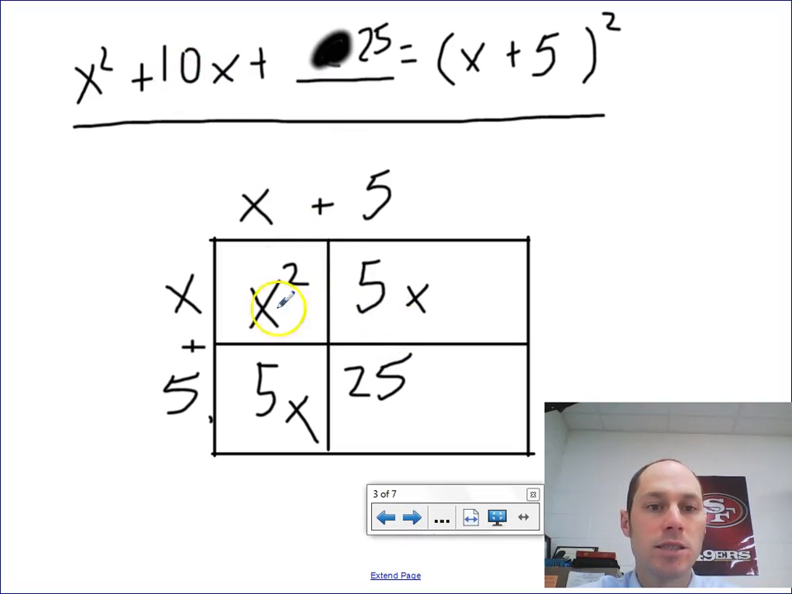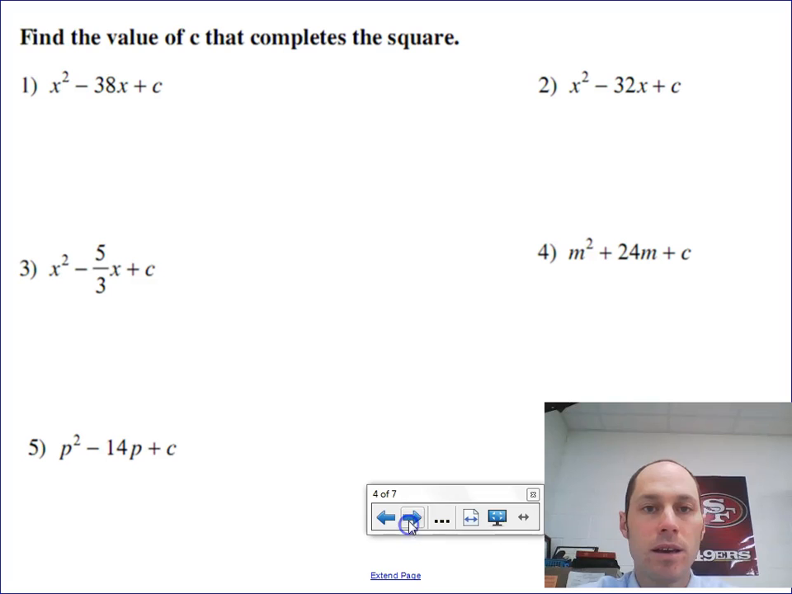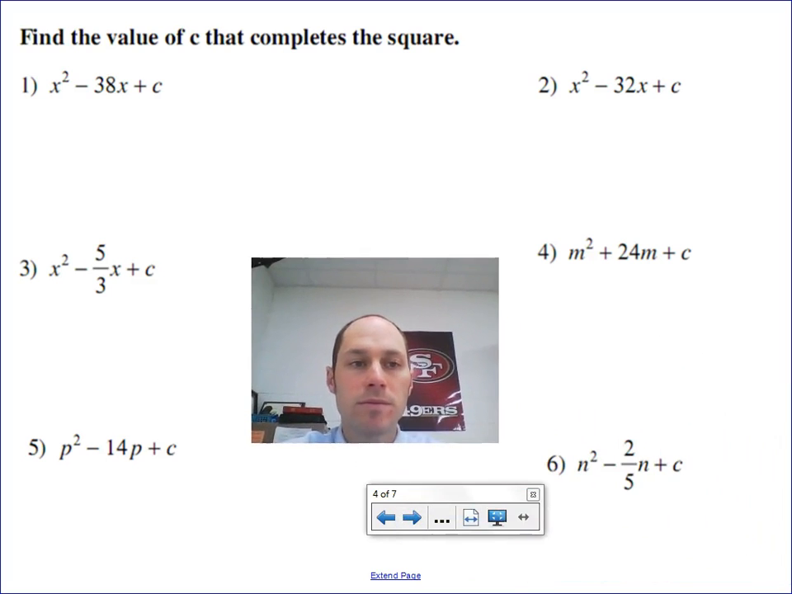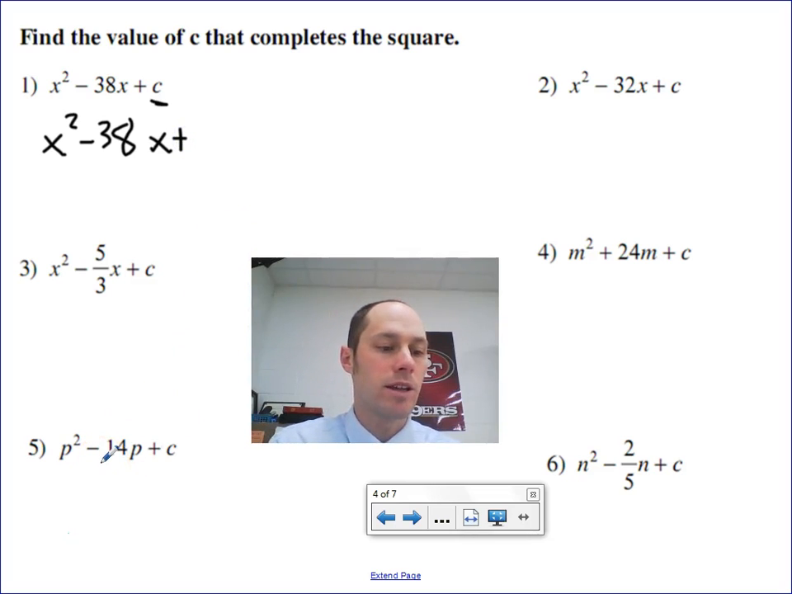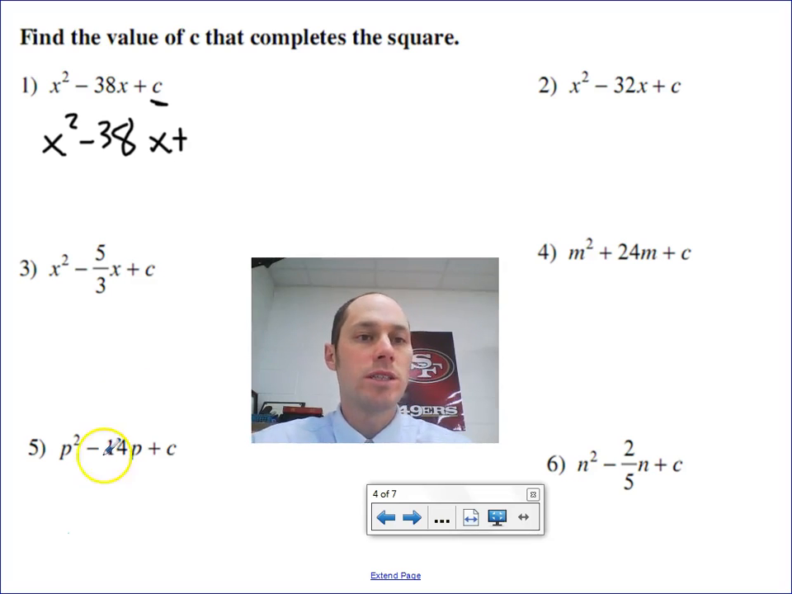If I want to get 10x, I split it in 2 equal parts. So my factored part is going to be half of that. The c is going to be squared. So that's how we complete the square. So for instance, to find my c value that's going to make this a perfect square trinomial, I need to take half of 38, which is negative 19, and then I square that. So it's going to be x squared minus 38x plus whatever 19 squared is. And if I don't know, I can check my calculator. 19 squared is 361.